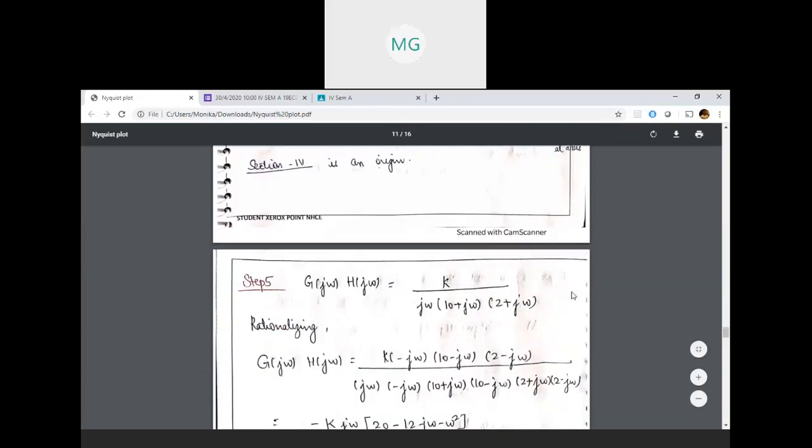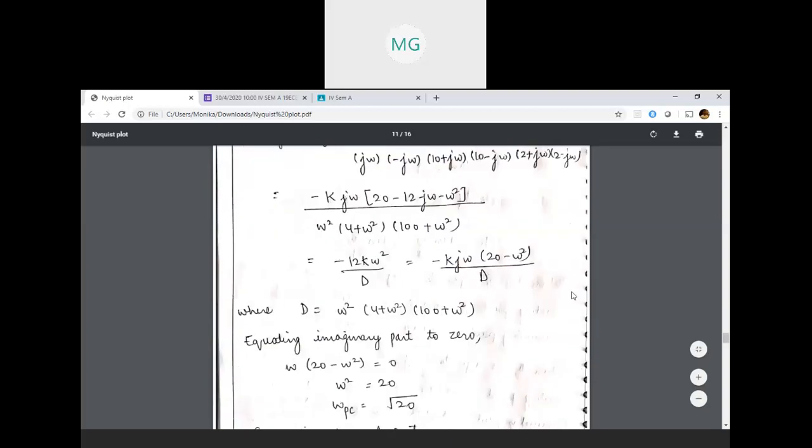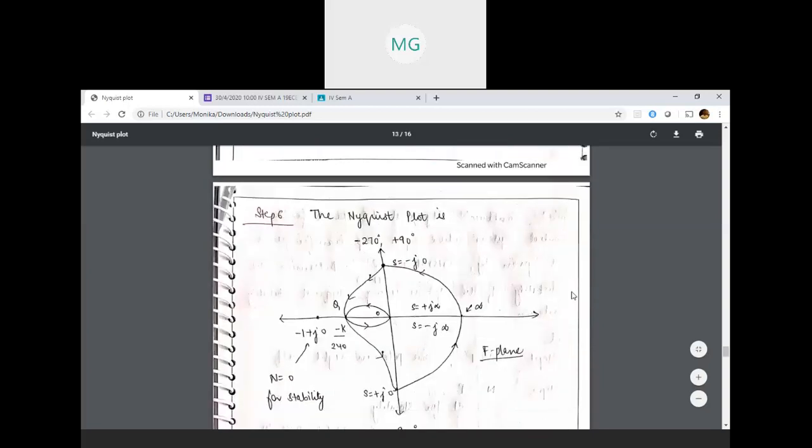So how will you draw the mirror image of section 1 about the real axis? Here. The direction of the arrow will be opposite. Like this, and the direction of the arrow will be opposite.